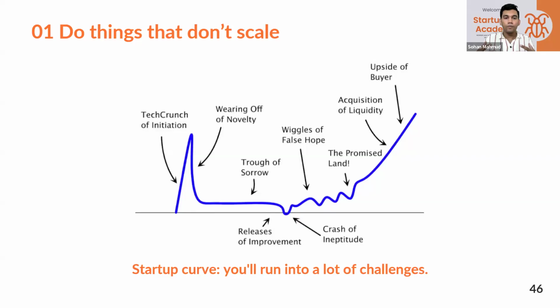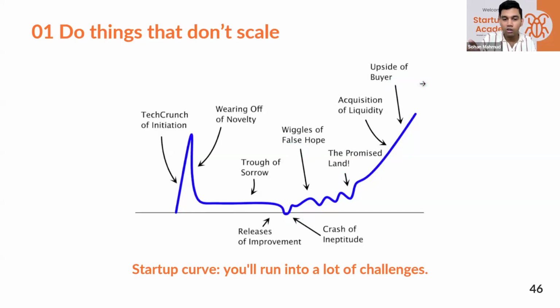That is one tool that is often used in startups. You'll have fewer competitors, and you're going to be the only team who can do this thing. So this is what a startup curve looks like. You run into a lot of challenges: the trough of sorrow, the process you go through when you're struggling. Then you release a little bit of improvement, then there's a crash, wiggles of false hope, and the promised land, where you see you have a lot of potential and you're going to grow. And then you start having acquisition and the upside of buyers.